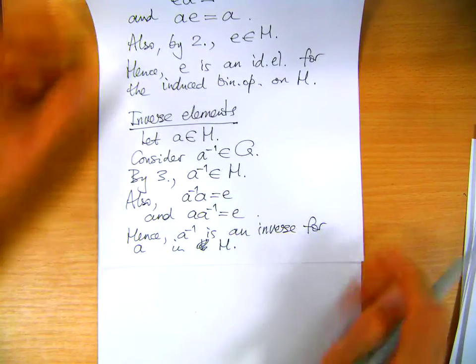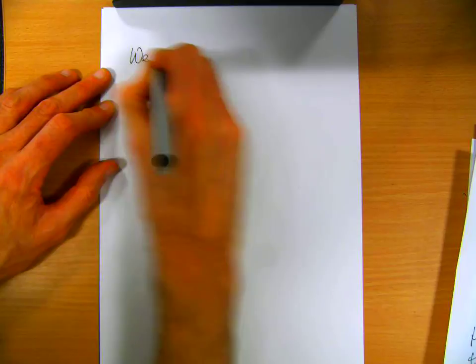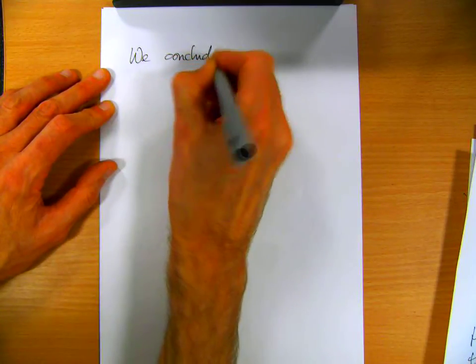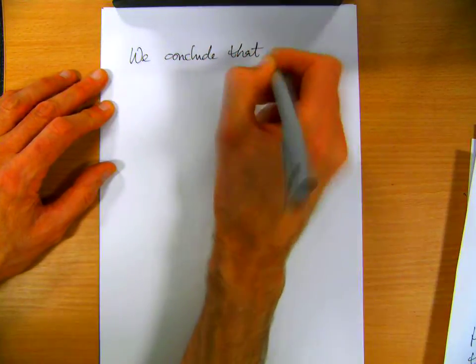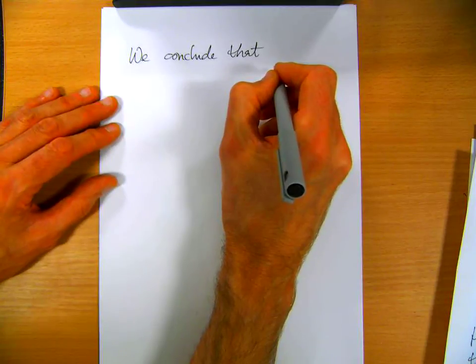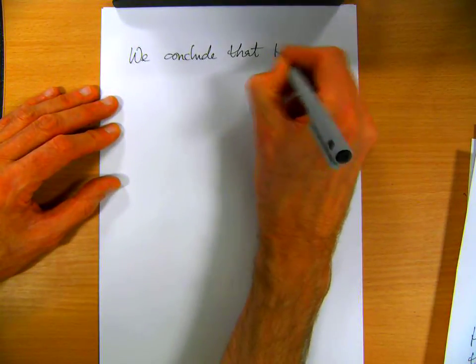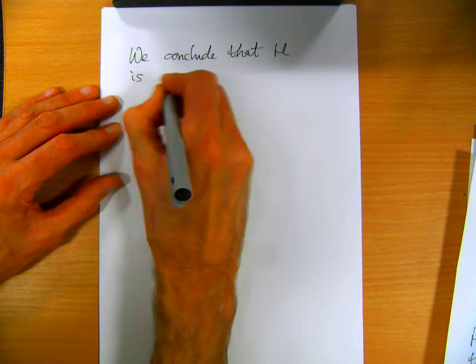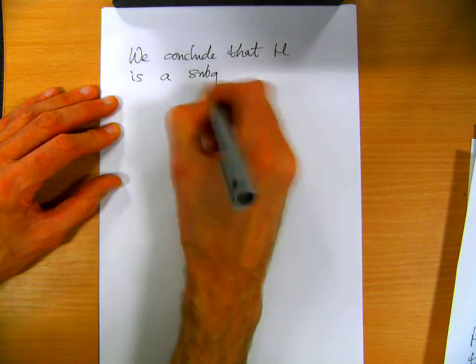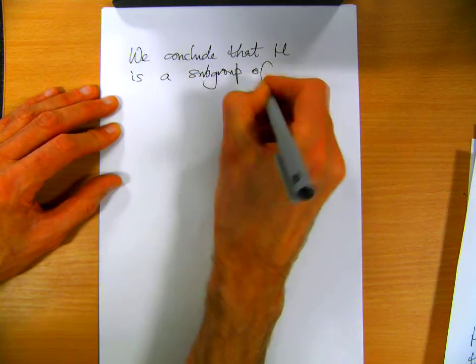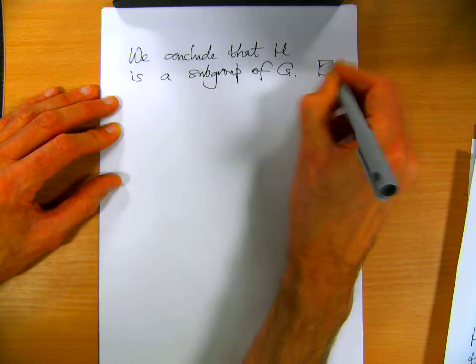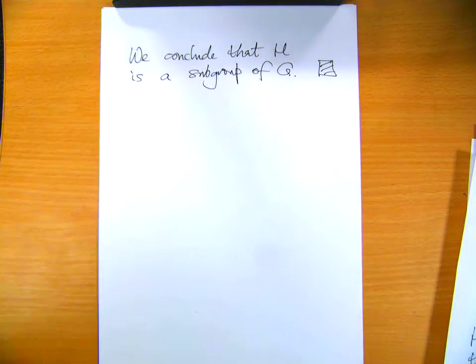Okay, so perhaps I'll just write a final sentence. So we conclude that, having checked all the conditions for a group, that H is a group. And so it's a subgroup of G. Okay?